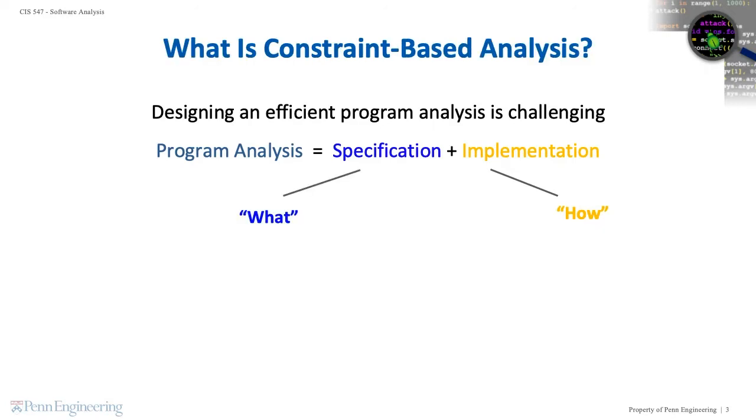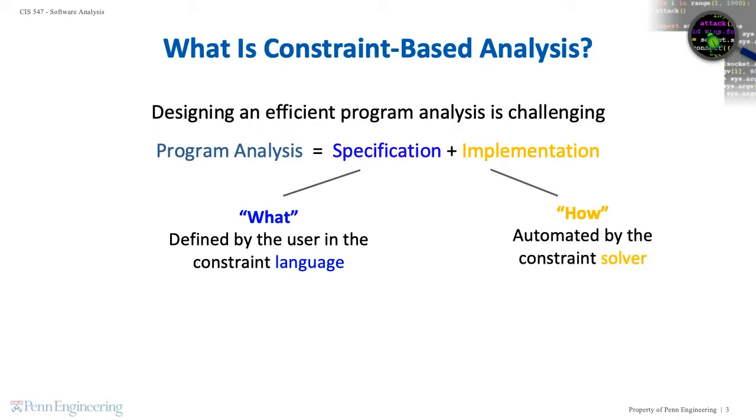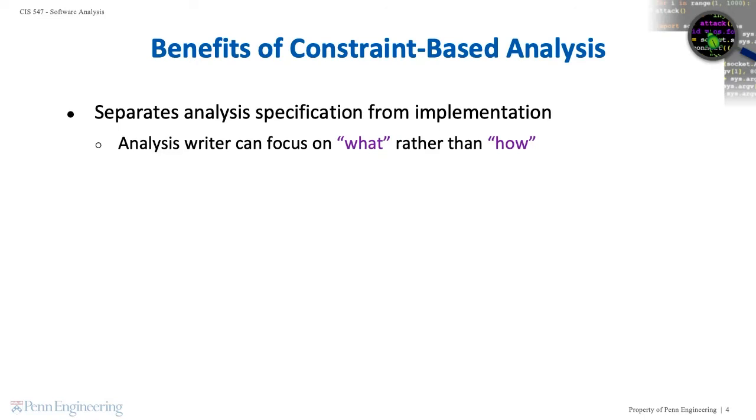In constraint-based analysis, the analysis designer defines the specification of the program analysis using what is called a constraint language, and a constraint solver automates the implementation of the analysis. This approach to program analysis has several benefits. Because the analysis specification is separated from the implementation, analysis designers can focus their efforts on specifying what information the analysis must compute, rather than implementing how the analysis should compute that information efficiently.